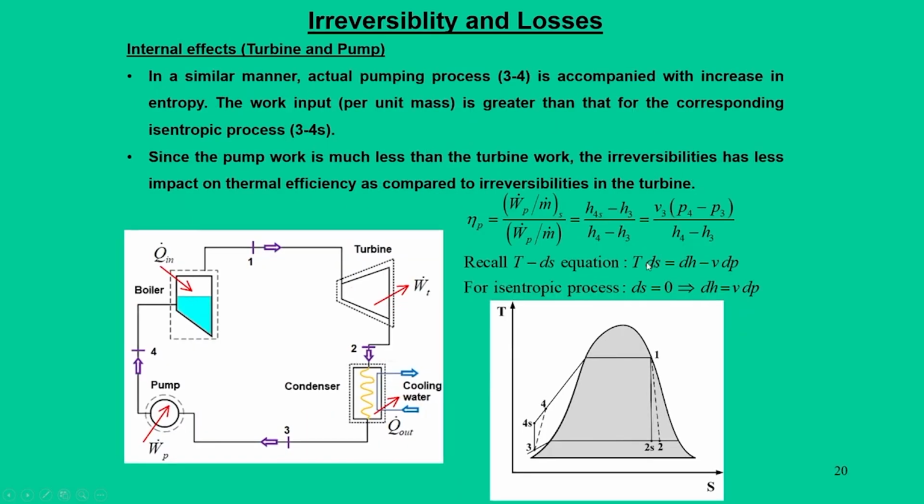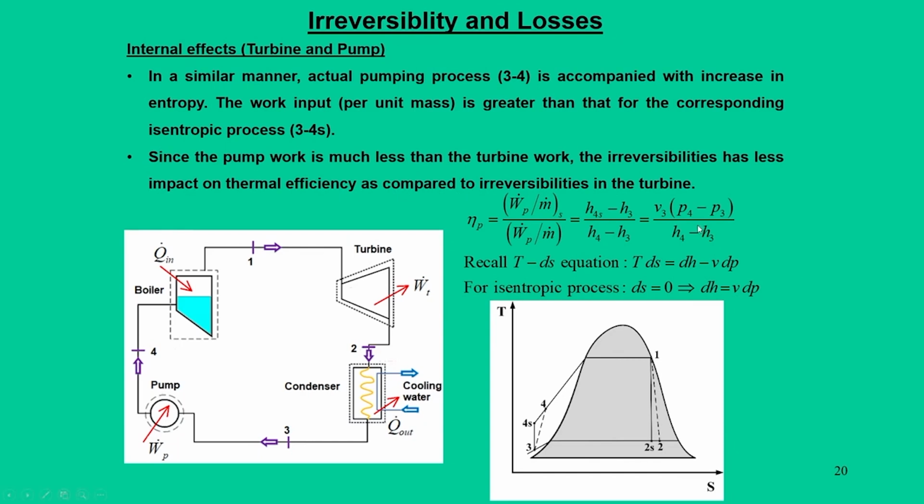Now, in a similar way we can write down the pump efficiency, because for the pump the net work input will be higher, which means the isentropic work has to be lower. So eta P, the isentropic efficiency of the pump, is H4s minus H3 divided by H4 minus H3, and this isentropic enthalpy difference can be calculated as V3 into P4 minus P3. So this is all about the thermodynamic cycle analysis for a Rankine cycle and how you introduce irreversibility and losses component-wise.